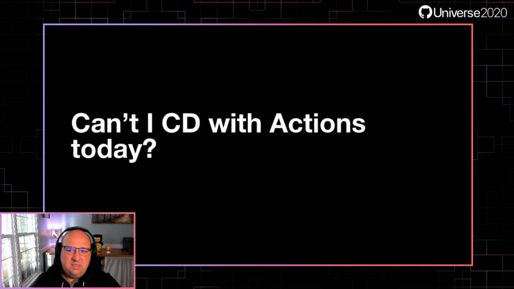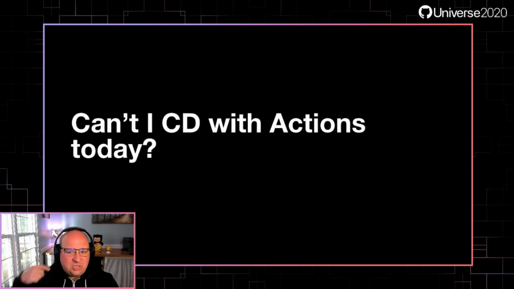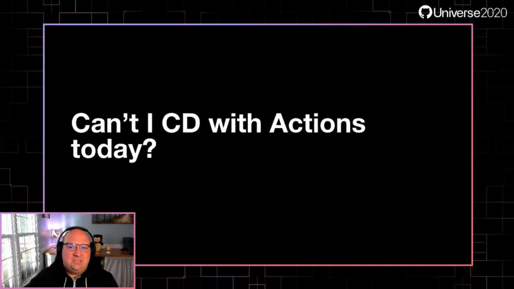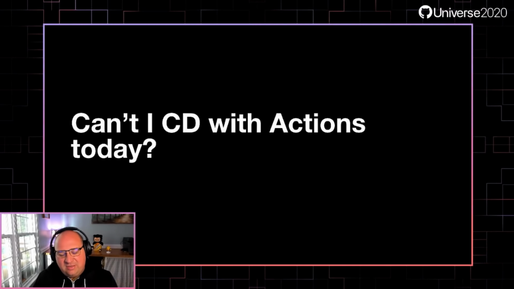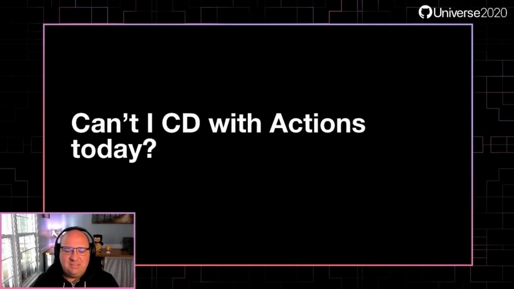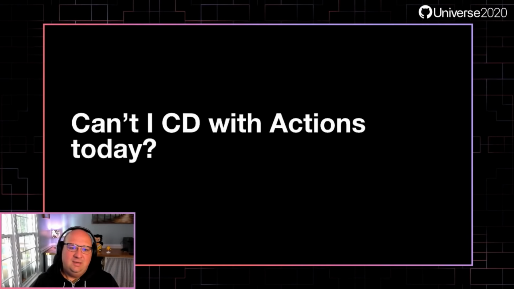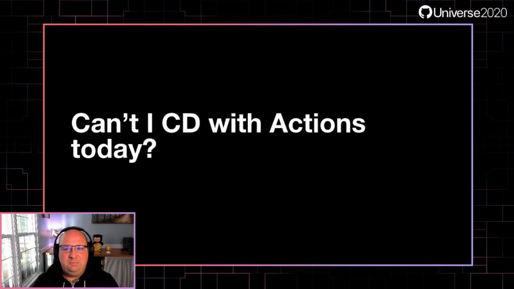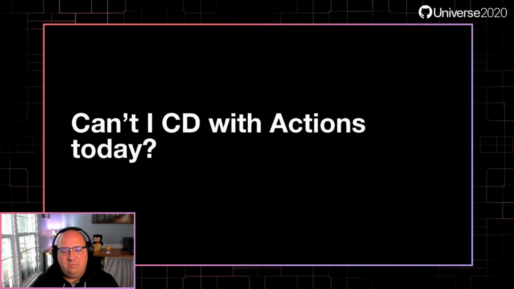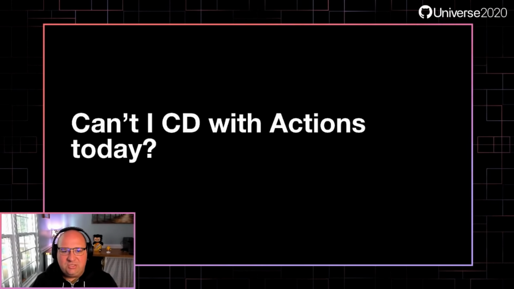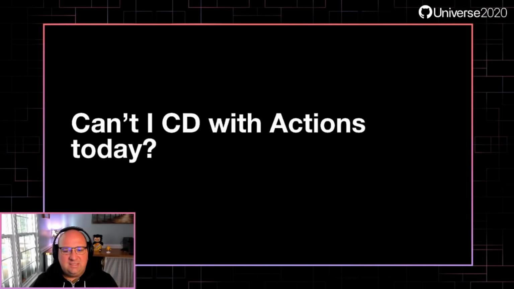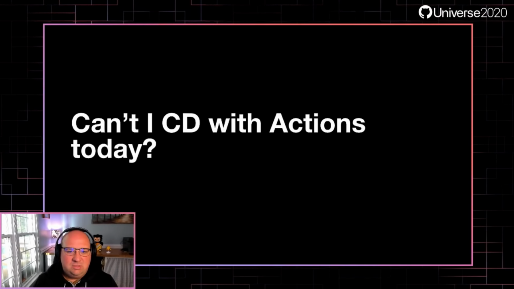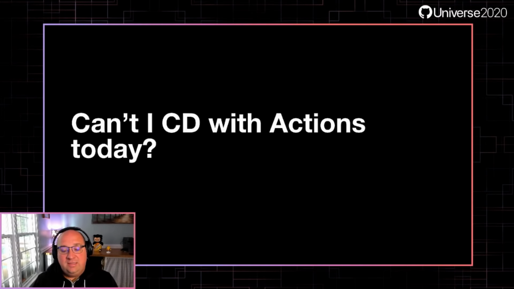So today's topic is continuous delivery with GitHub Actions. This is always a fun topic because continuous delivery means a lot of different things to a lot of different people. Specifically with Actions, the question I got from a couple of people when I first started talking about what we were doing was, well, I can do CD with Actions today. Actions can be triggered off of lots of different events, pull requests and push and new releases and things like that. And that is absolutely true.